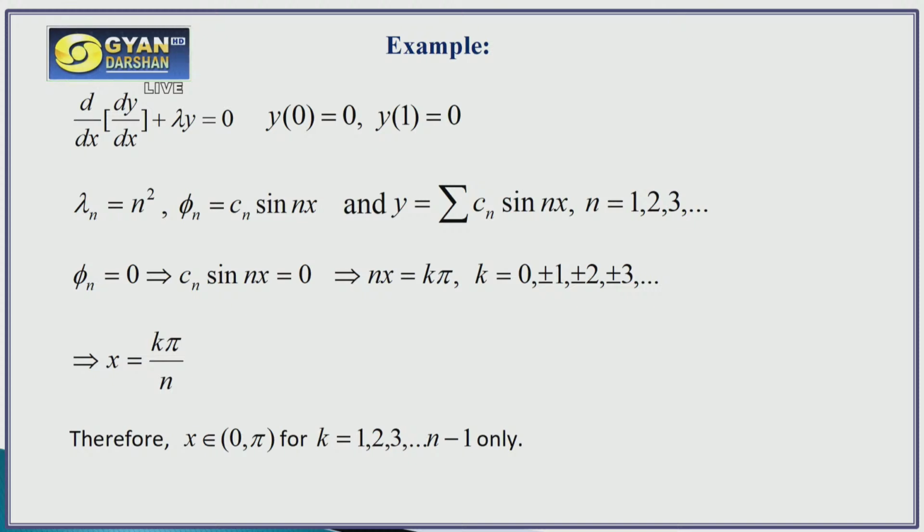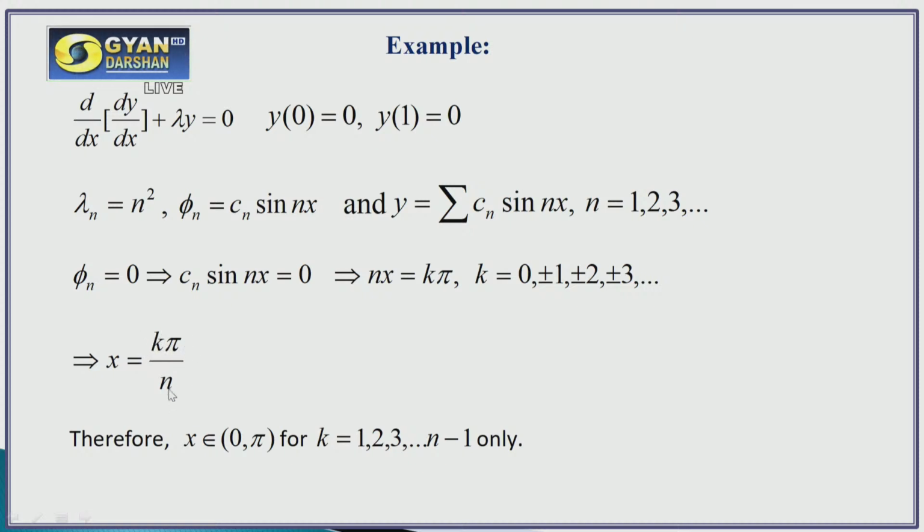So this is your phi n. If you equate it to 0, you will get Cn sin nx equal to 0, and this implies nx equal to k pi, where k is any integer. So you can take 0, plus or minus 1, any values. You will always get a solution for each x. So what do we have? We have x equal to k pi by n. Now we know that whatever value you take, k is a multiple of pi.